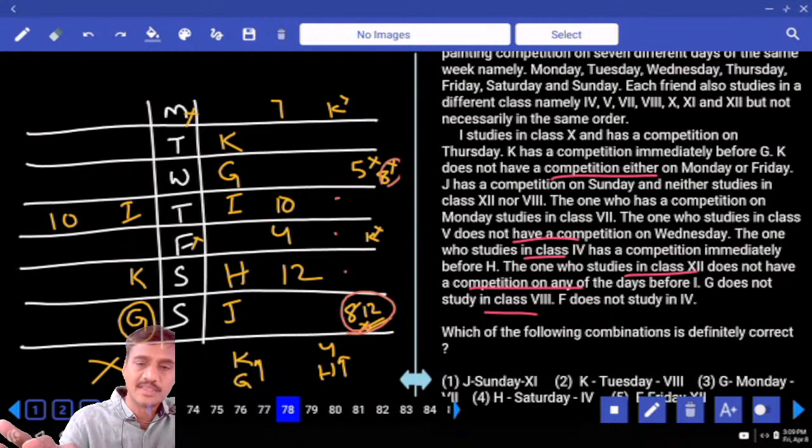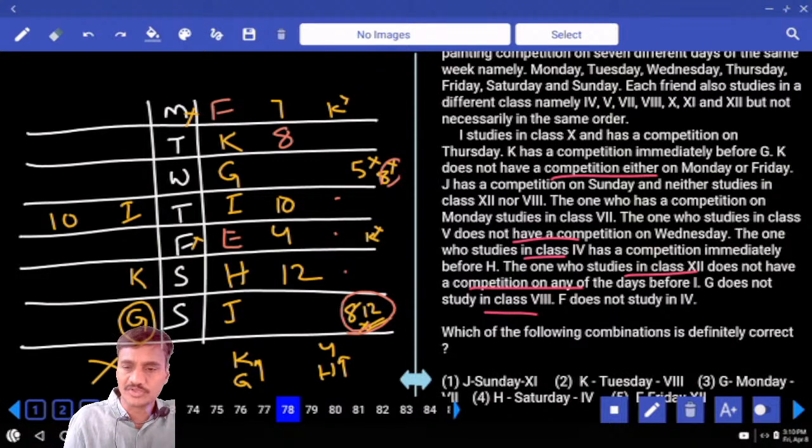So where must 8 be? K must be on 8. And F does not study in class 4, and F is here. With F placed, who is left? E is the person, E is studying in 4th class. And 5 cannot be at this place, so 5 is here. And if 5 is here, what is left is 4, 5 and 6.